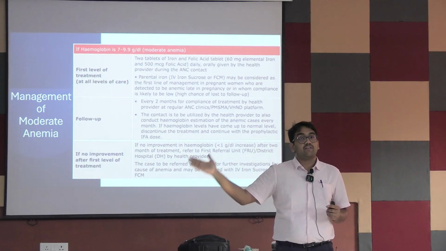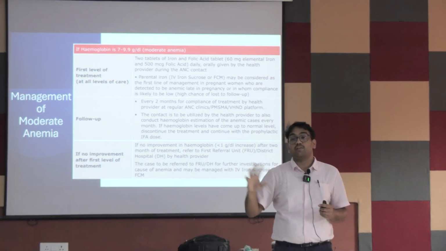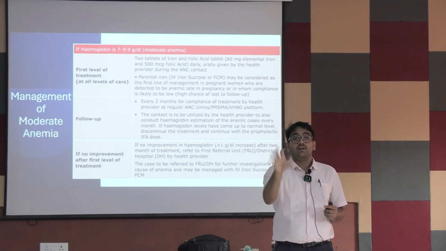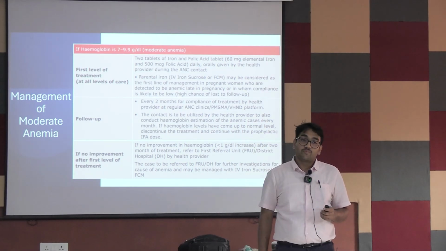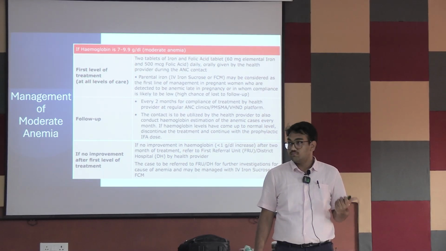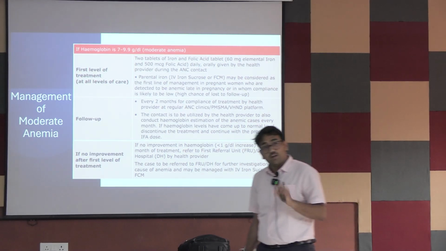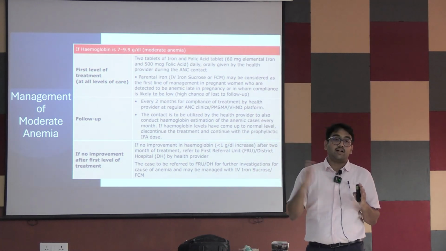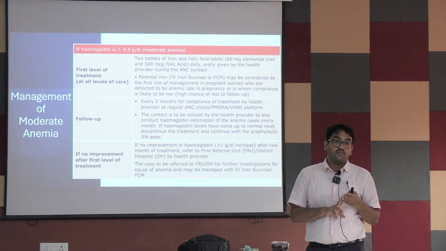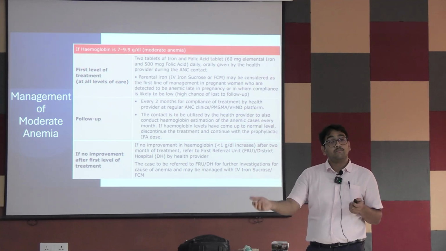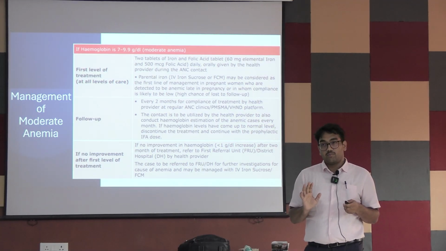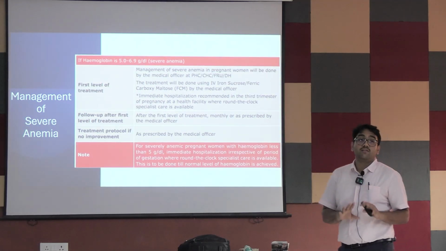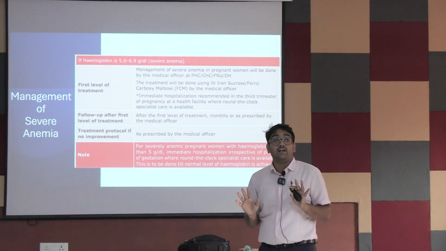There, late trimester presentation of moderate anemia, suppose they are coming at 34 weeks, 35 weeks, you do not have the time to give oral iron and increase the hemoglobin, okay. So there you go for IV. So depending on what is the timing at which they are coming, we will decide on whether to give iron folic acid tablets or ferric carboxymaltose IV, okay.